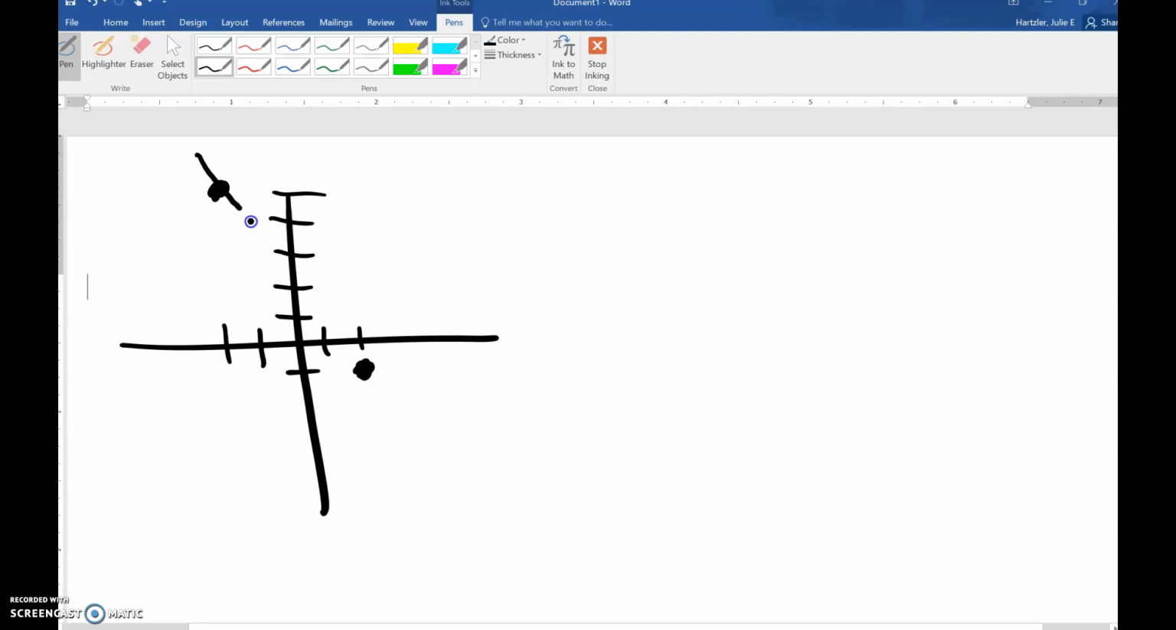And if I draw this line between them, I want to find the slope. Now, you could count. I know this has negative slope here because, obviously, it's going down here, right?